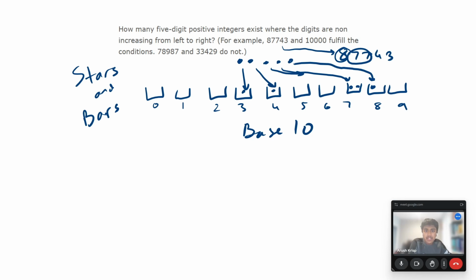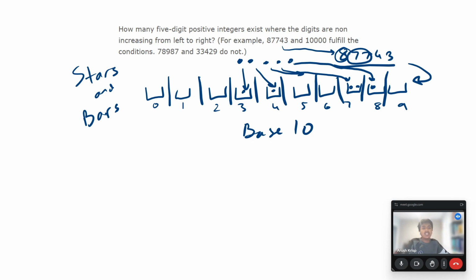All right, so now we have a way to convert a non-increasing positive integer into a simple boxes and balls scenario. But why is this called stars and bars? Well, it's called that because instead of actually focusing on the containers themselves, we're going to draw in the dividers, the bars between the containers, and we're not going to look at the containers. So 87743 looks like this.